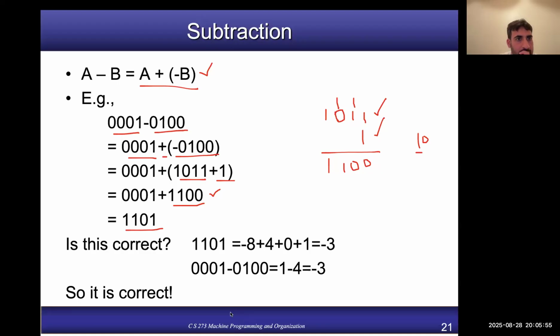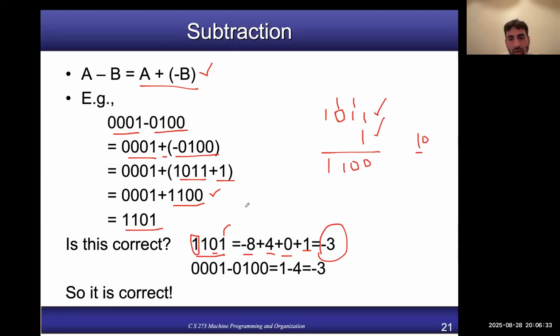I think someone has posted the answer. Let's check if our solution is correct or not. Let's first convert 1101 in two's complement to the equivalent decimal. The first weight is 1, so 1 times 1 is 1. We don't care about the second weight because the bit value is 0, so we write 0. The next weight is 4, so 1 times 4 is 4. The next weight is not 8 but minus 8, because the most significant bit is 1. When you add all of them together, it becomes minus 3.